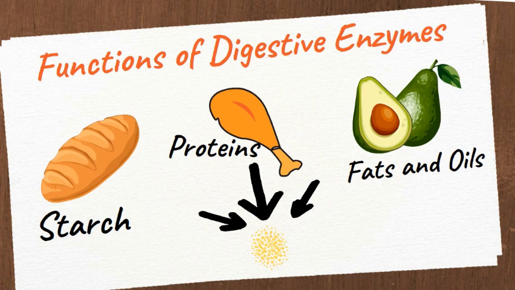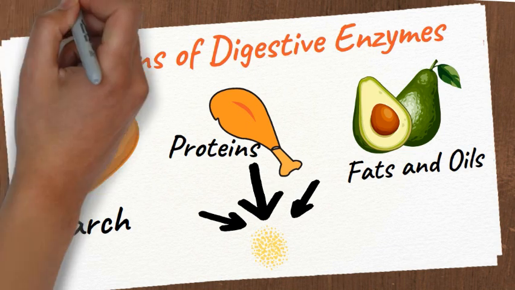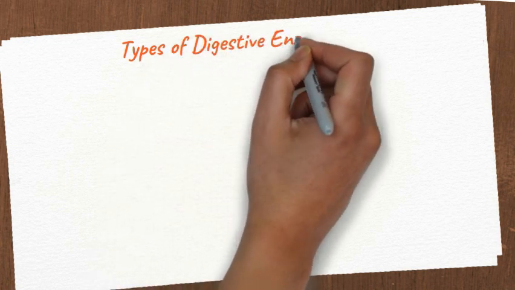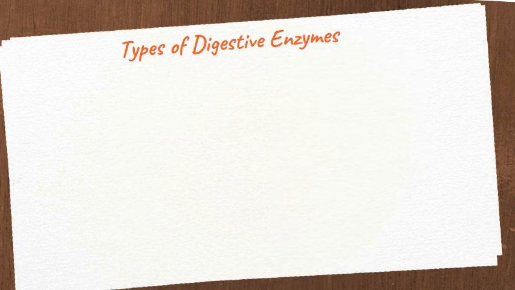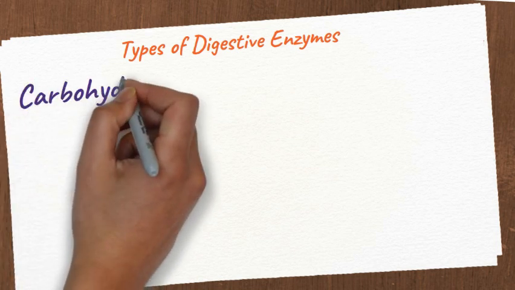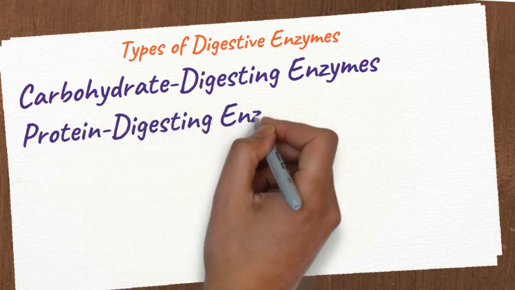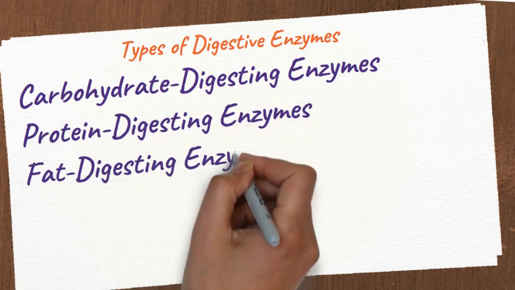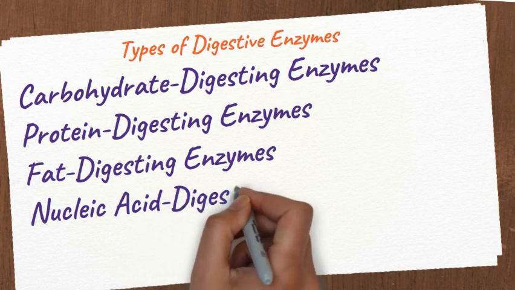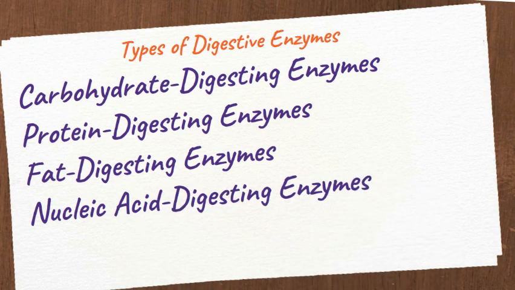And most of the cells require constant supply of energy to function properly. So, what are the types of enzymes? The enzyme types depend on the substrates that they act on. So we have carbohydrate digesting enzymes, protein digesting enzymes, fat digesting enzymes, and nucleic acid digesting enzymes.